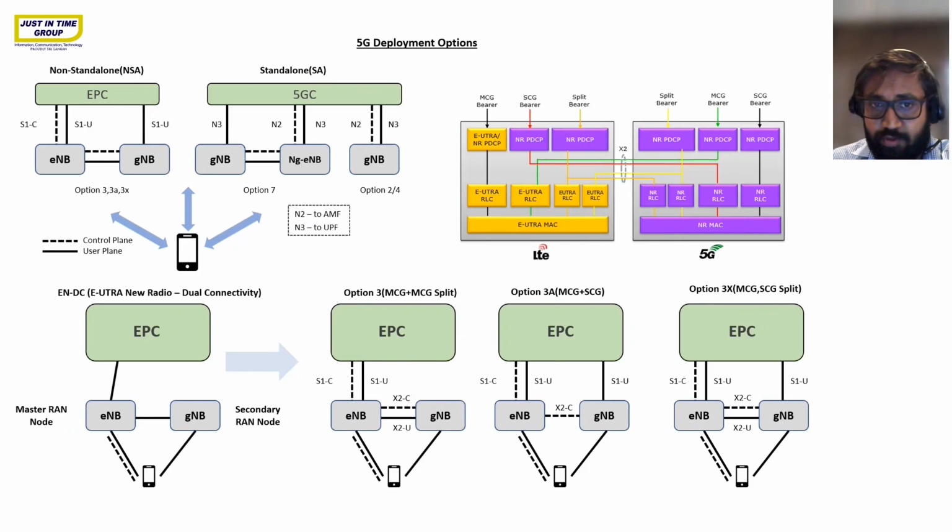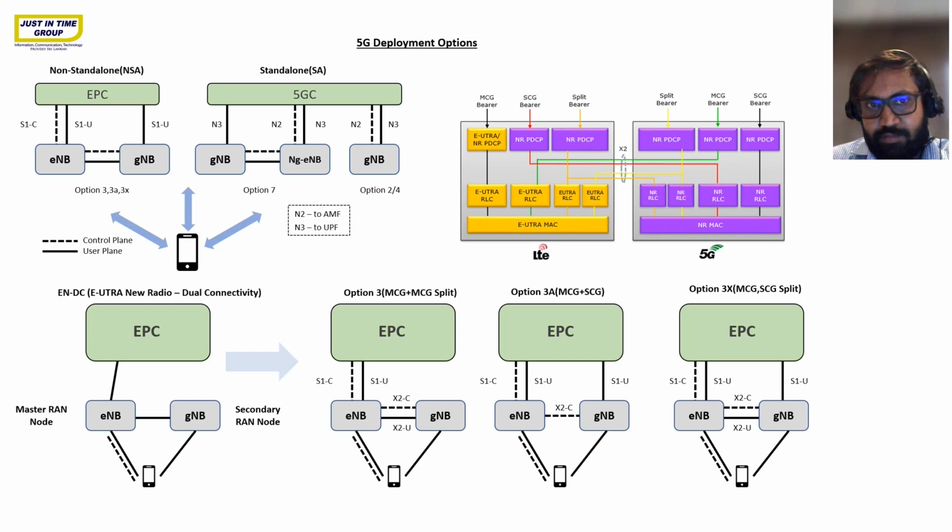The most popular option out of all this is deploying 5G New Radio in non-standalone mode as option 3X, where you will have MCG, meaning master cell group, and SCG, meaning secondary cell group. So we will deploy it as MCG and SCG split layer. That means you will terminate the master cell group, that is, the number of frequencies that you will use in an eNodeB, and you will aggregate all that information and do the processing.